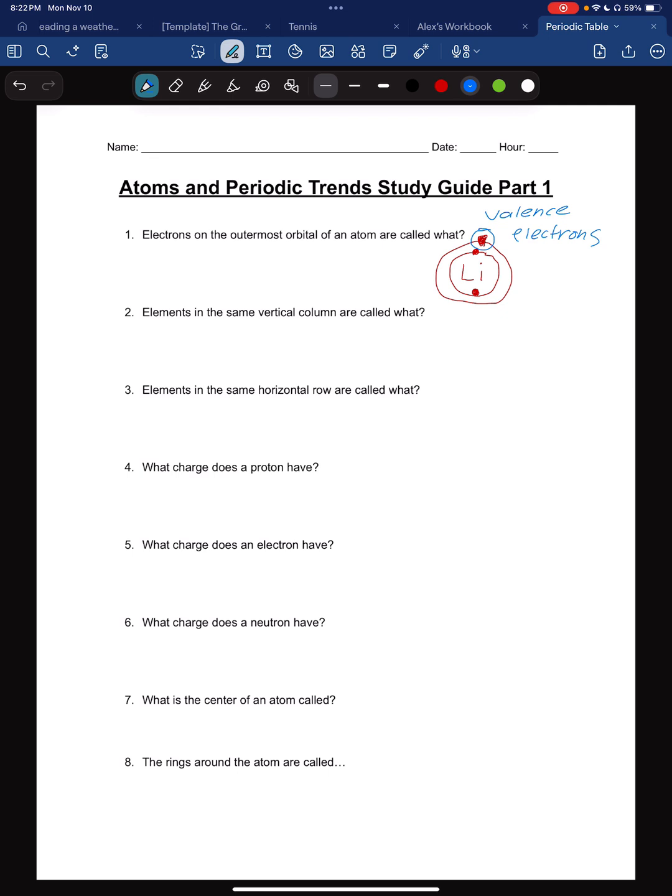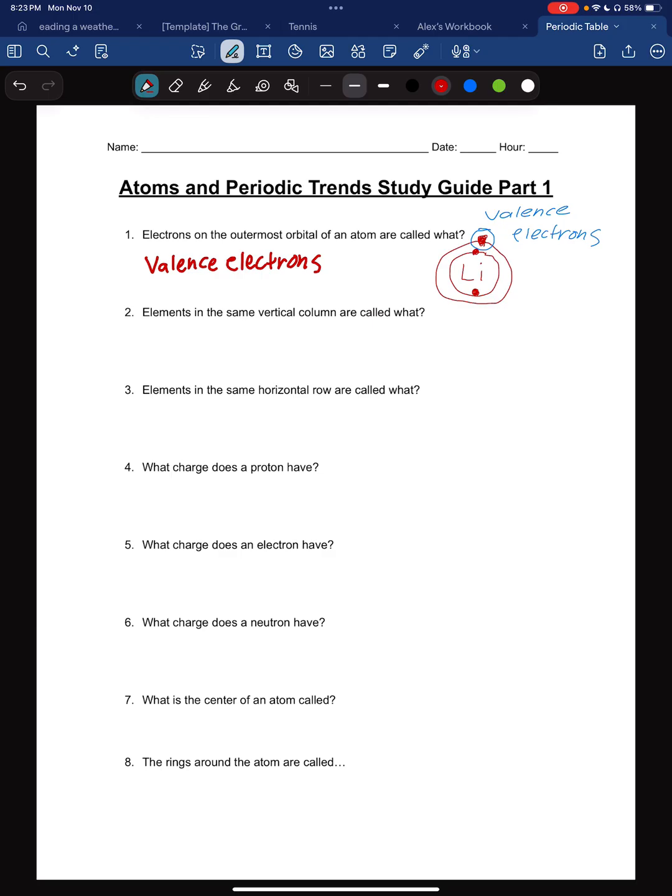Okay, so electrons in the outermost orbital of an atom are called what? These are called valence electrons. Okay. Another way, if you don't want to spend a lot of time drawing Bohr models over and over again, it's totally understandable. There's actually a shortcut for us to figure out where these valence electrons are located, and that is on your periodic table.